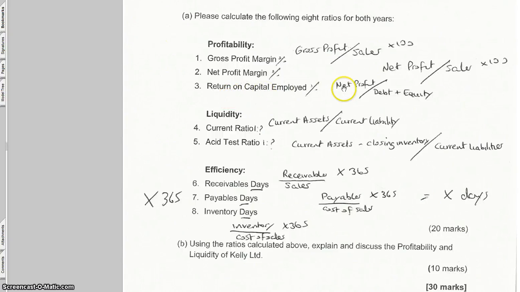So the only one not done is the return on capital employed, which is net profit over debt plus equity. So it's the same net profit as we used for the one above, which is your profit before interest and tax. And then capital employed is the long-term funds invested in a company or a business. And the long-term funds are the equity invested by its shareholders and any long-term debt, the non-current liabilities. So debt is non-current liabilities and equity is the equity. So we just find them from the question.